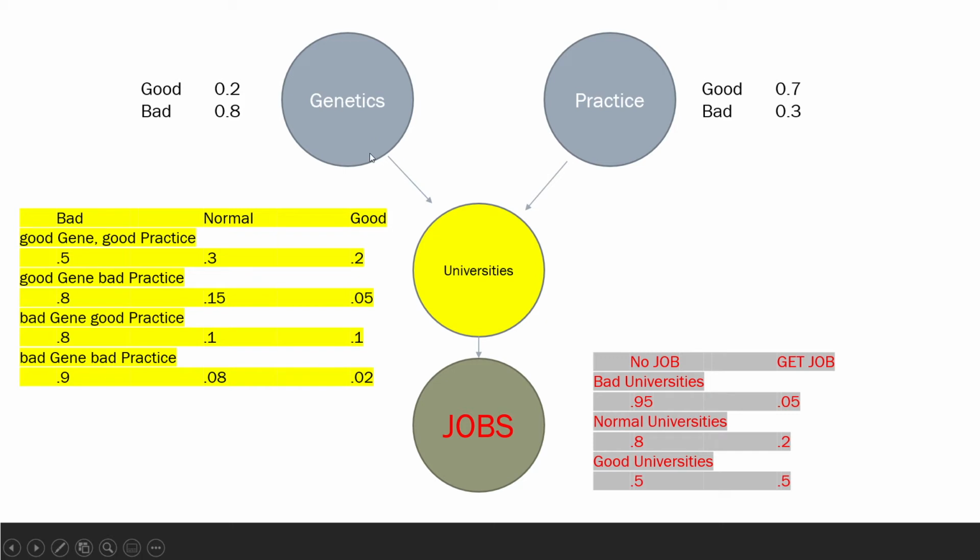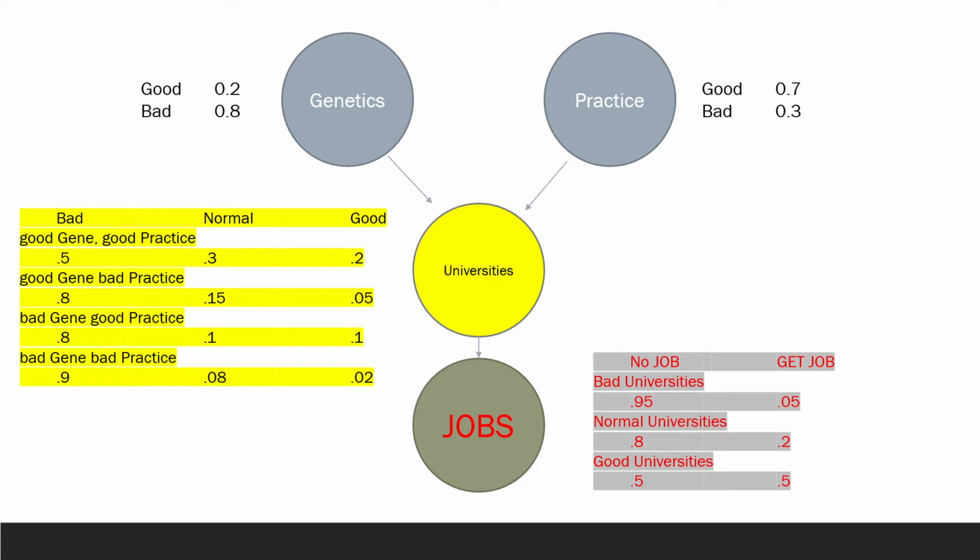The genetic node represents whether you have good genetics or bad genetics, like whether you were a smarter person when you were born, or just a normal person since birth. And the practice node means you have good practice or bad practice on your own, like you try coding by yourself without going to school, without knowledge from university.